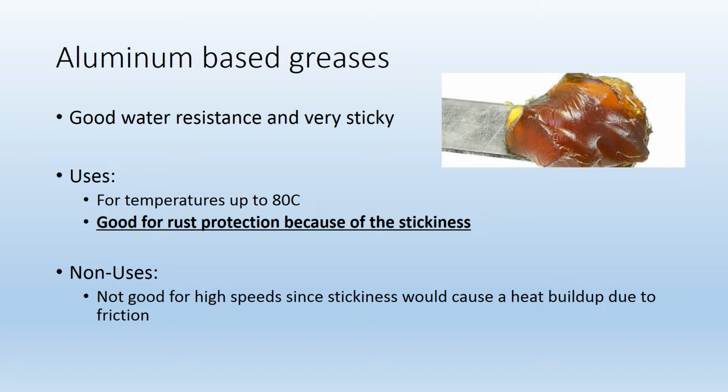Aluminum-based greases are very good at resisting water and also very sticky. They stick to surfaces very well. So the uses for the aluminum greases are for temperatures up to 80 degrees. They're very good for rust protection because of the stickiness. Remember that for your government examinations. Aluminum grease, very good for rust protection because it's sticky.